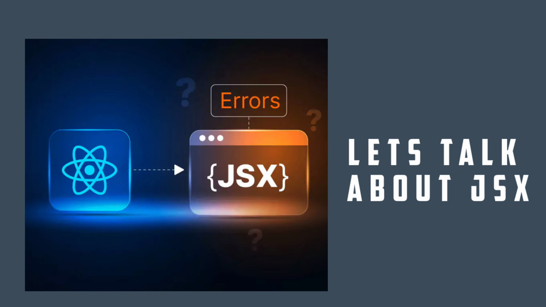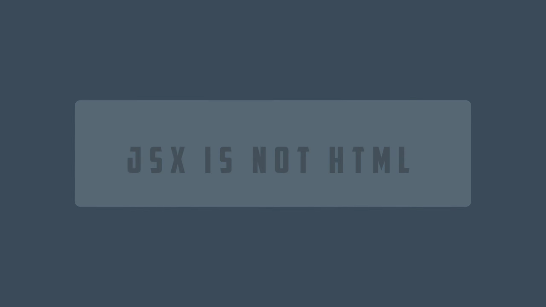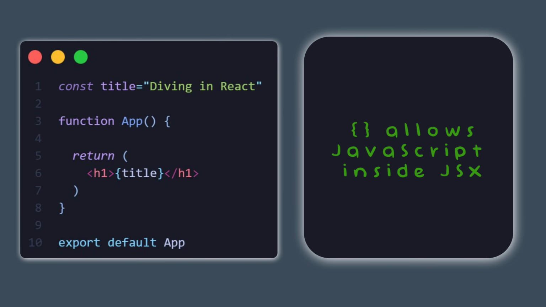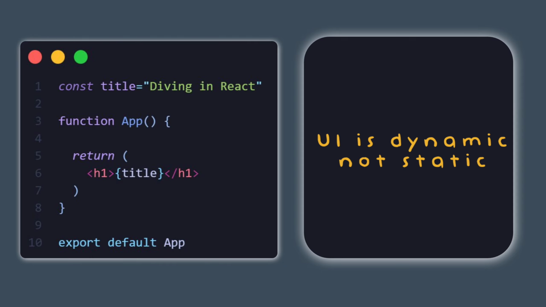Let's talk about JSX. JSX is not HTML. It gets converted into React.createElement. Curly braces allow JavaScript inside JSX. This is why React is powerful. UI is dynamic, not static.